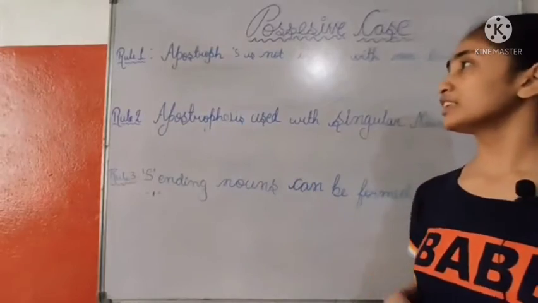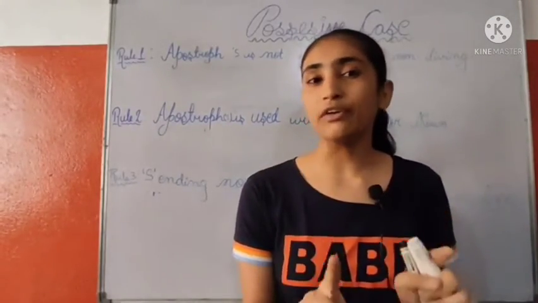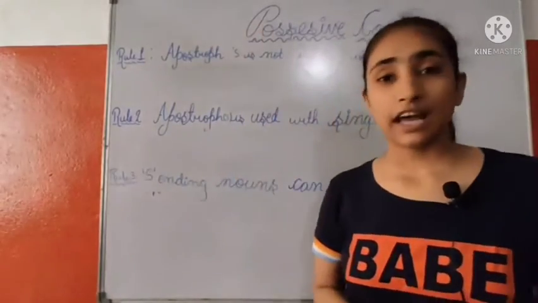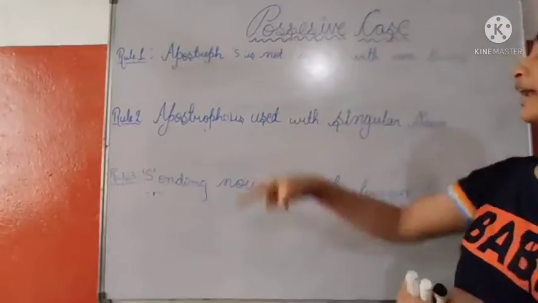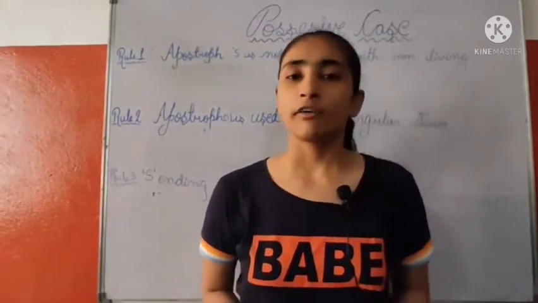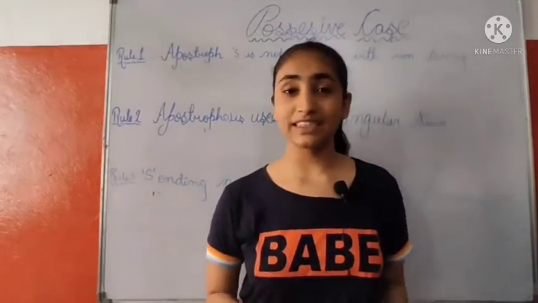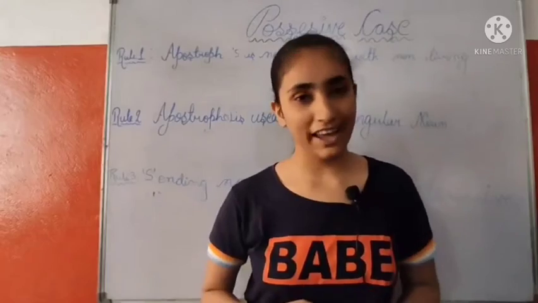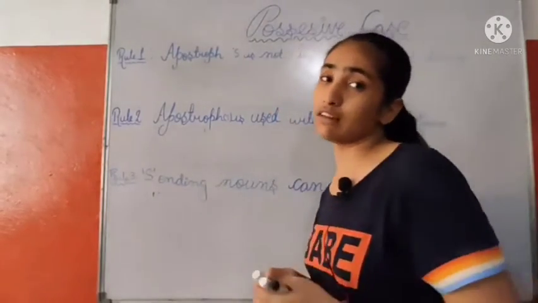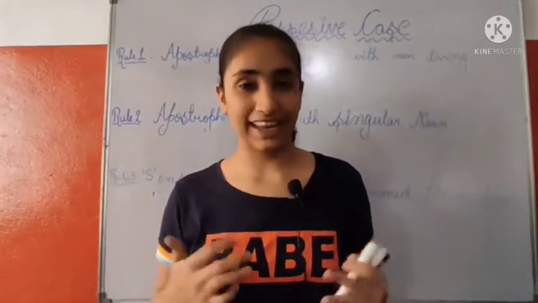So, the first rule says, stop. Before understanding the rules, we have to discuss the topic. That's the possessive case. So, if we talk about possessive case, then possessive case means apostrophe or apostrophe s. Possessive case shows the relation or position of subject with the other words of the sentence.